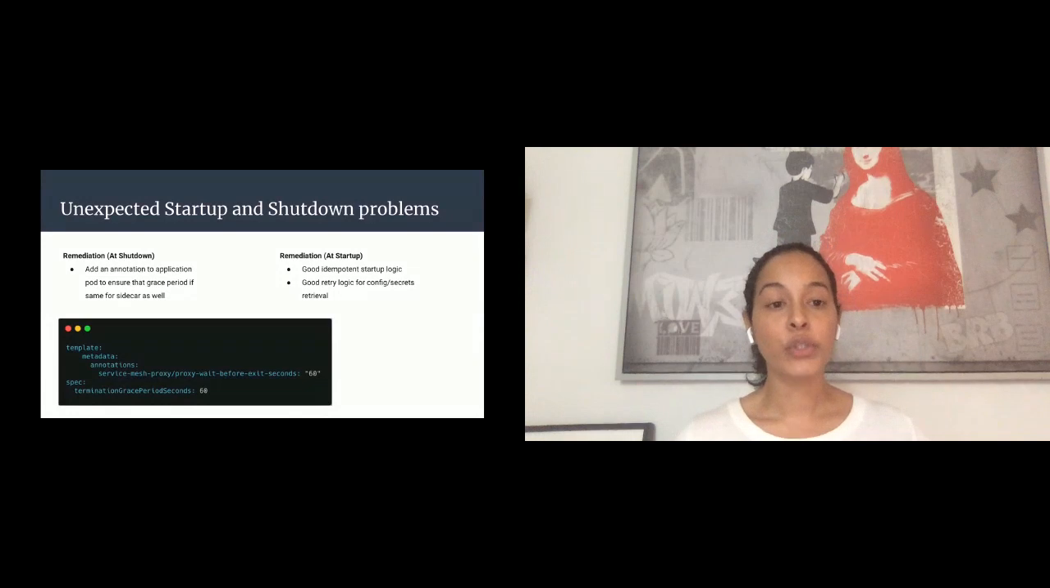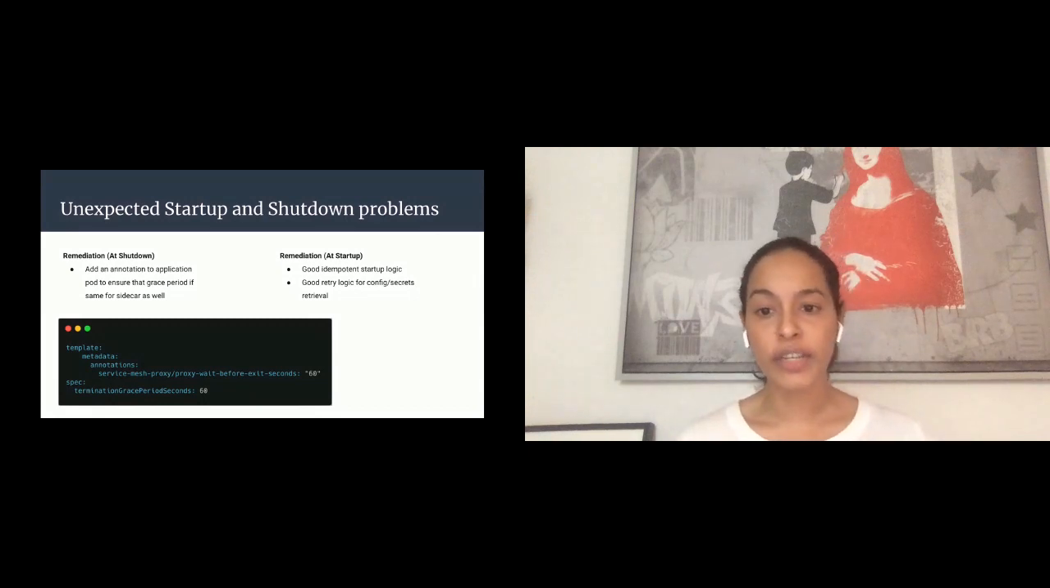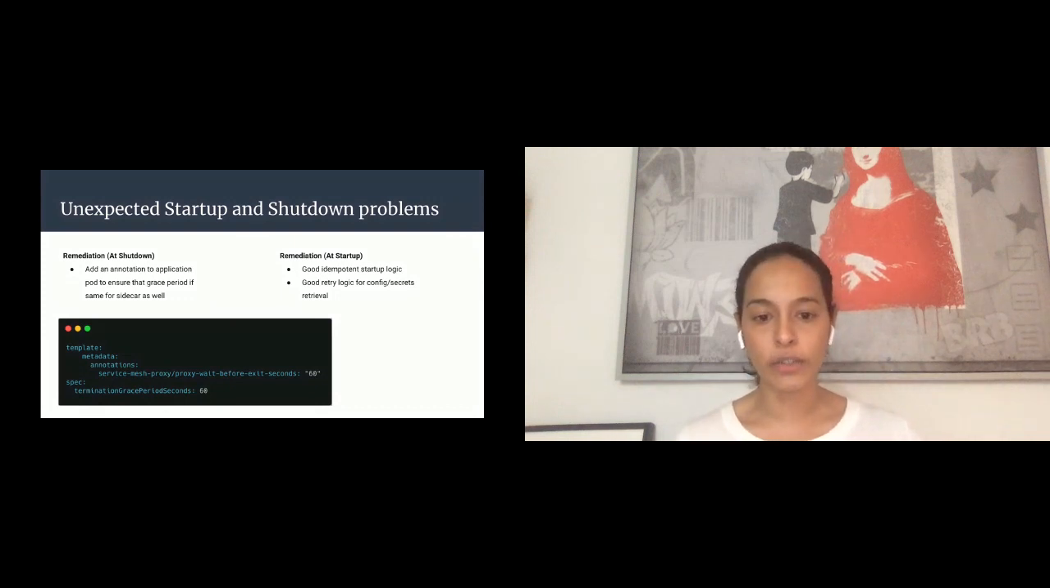And when it came to remediation at startup, it's simple. You need to have a good retry logic for your configuration and secrets retrieval, and idempotent startup logic. It has to be repeatable. It cannot have side effects from running it multiple times. Unfortunately, as of the last release of Kubernetes, there is no good lifecycle management of sidecar containers.